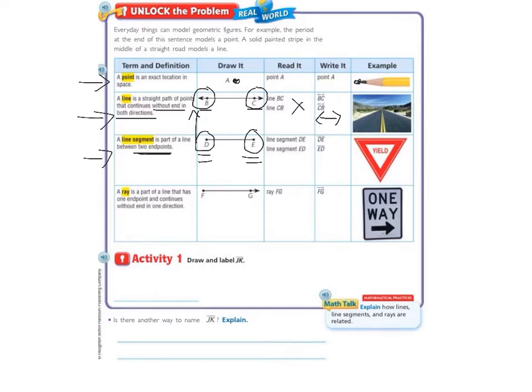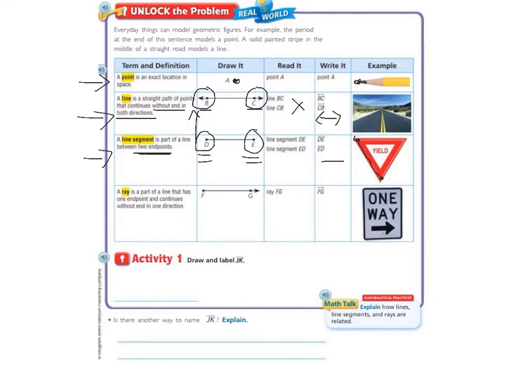And when we write that, we write it with the letters underneath and just a straight line on top. No arrows going each direction because it is just a line segment. It stops on both ends. An example of that would be our yield sign here where it stops on the end. That sign does not continue on forever. So here's a point and here's a point and the line stops.